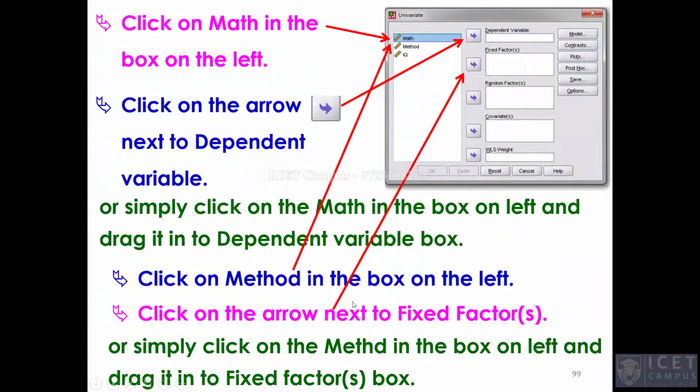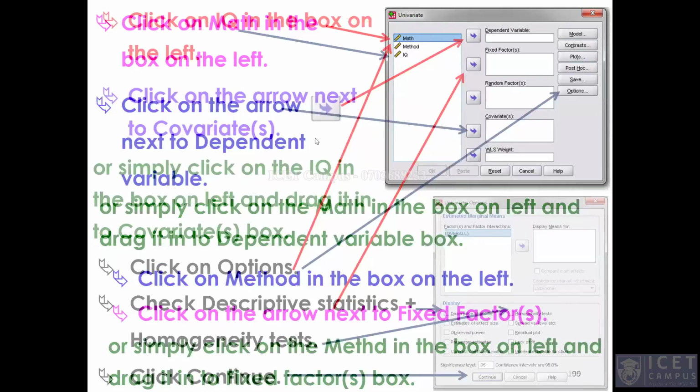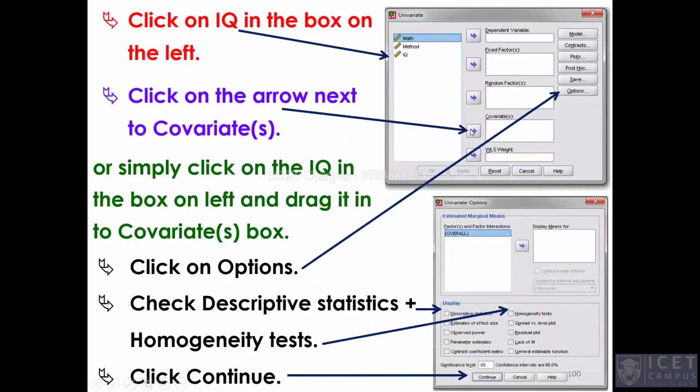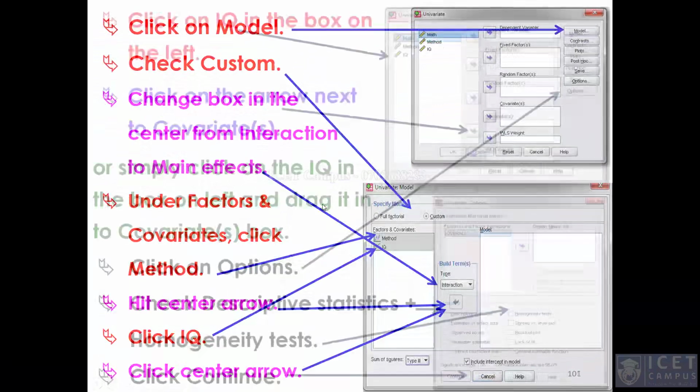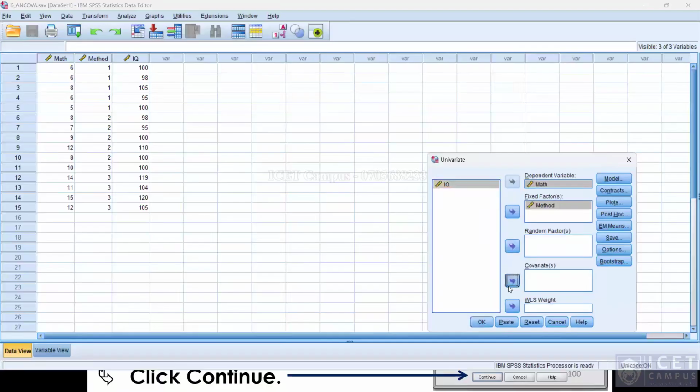Okay. Click method, the text box on the left, and move it to the fixed factors. So method we have to add as a fixed factor. The other most important one is the IQ box. IQ is for the covariate. So method is fixed, and IQ is moved to covariate.